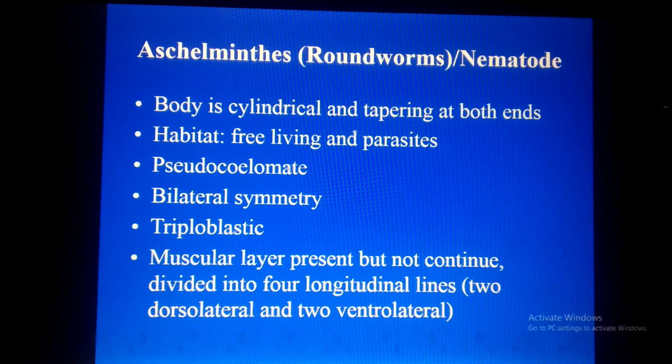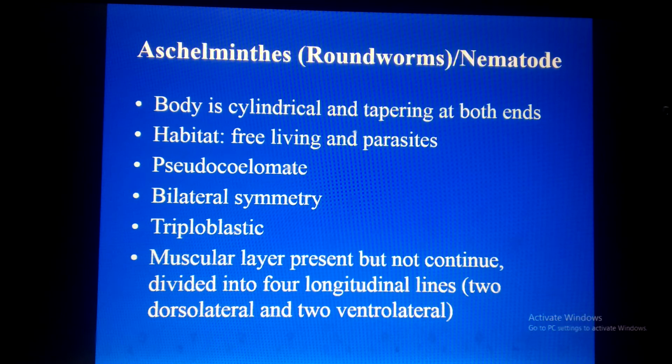Now the bilateral symmetry. They have bilateral symmetry like the Platyhelminthes. The body is cut into two equal parts in just one plane. This is an advanced character. The third advanced character is triploblastic. They are triploblastic, consisting of three germinal layers: ectoderm, endoderm, and mesoderm.